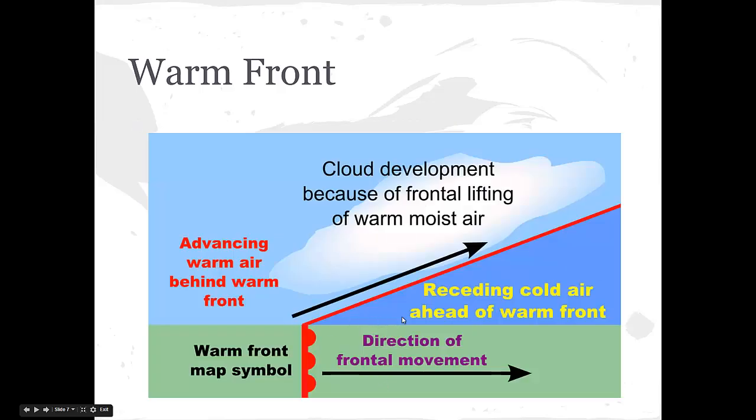So again, here's our picture. We've got this warm air moving in and moving up and over the cold air because the warm air rises. And again, you're getting warm air rising, so it's going to rise and cool, so you're still going to get that cloud development. The symbol for a warm front is a red line with half circles, kind of look like half moons. So that's the symbol for a warm front.